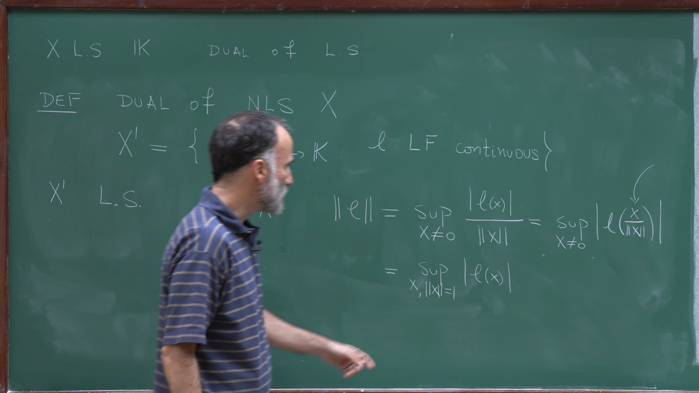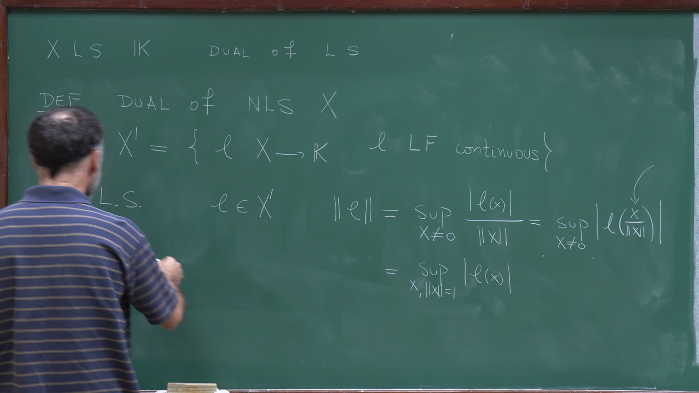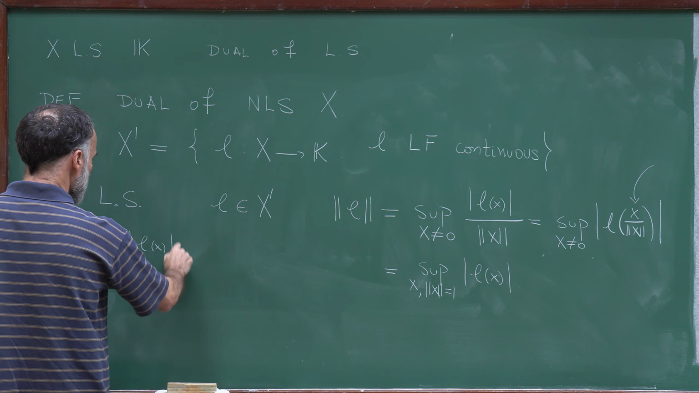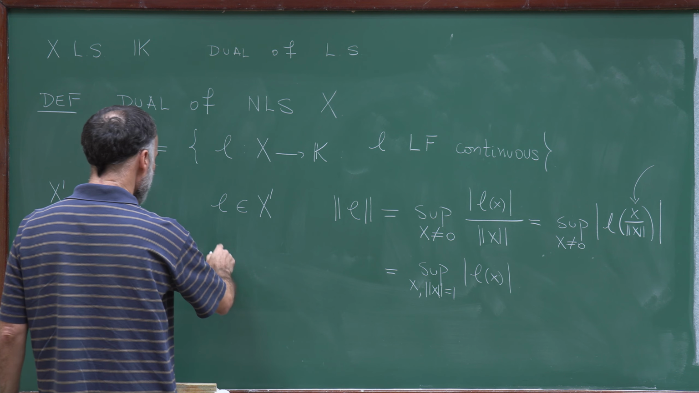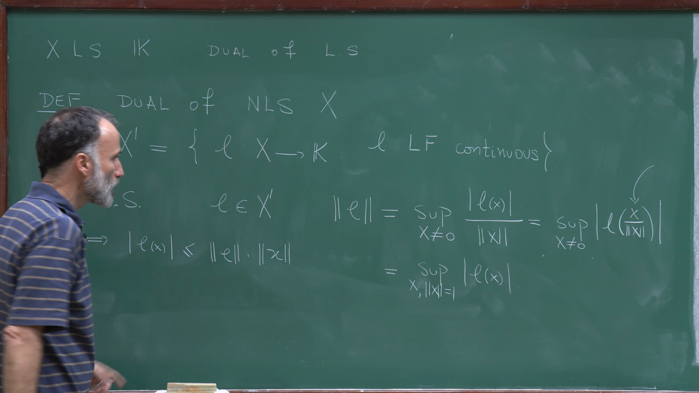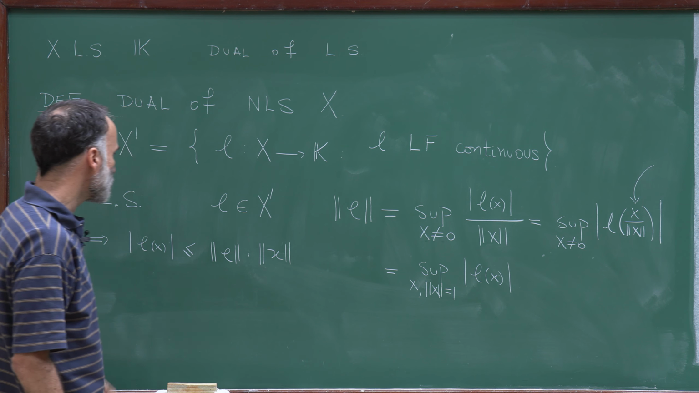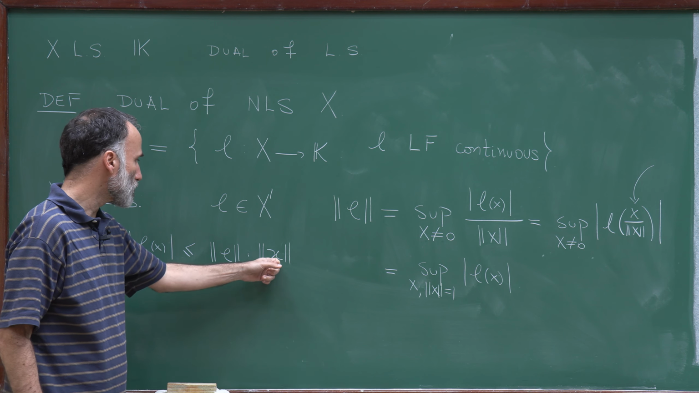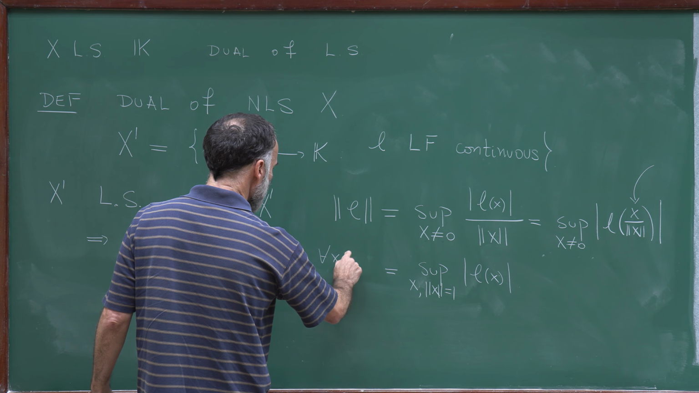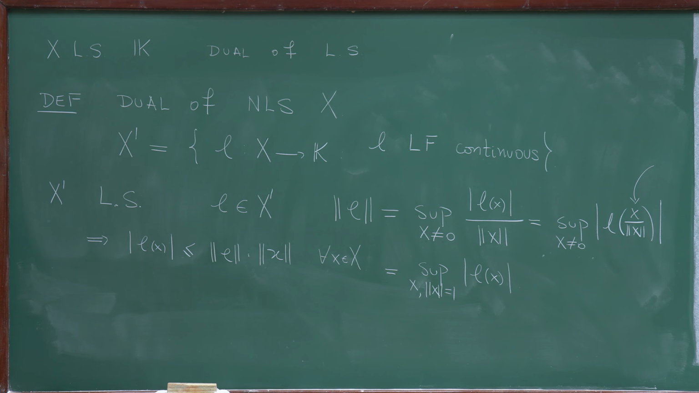And you immediately get from this definition that L of x is bounded by the norm of L times the norm of x. So this is true for all x. From this definition, this is true for all x different from 0. But if I take x equal to 0, this inequality also holds. So this inequality holds for all x in X. And this is a very simple consequence of the definition of the norm.